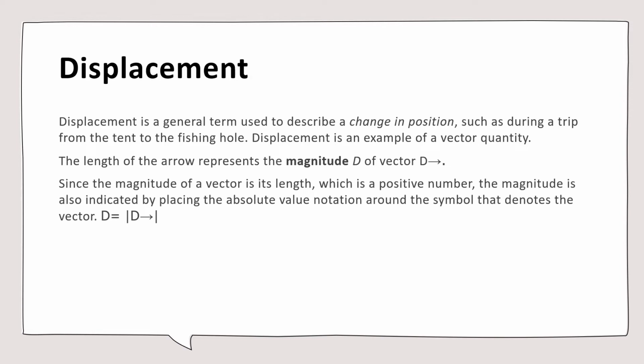Displacement. Displacement is a general term used to describe a change in position, such as during a trip from the tent to the fishing hole. Displacement is an example of a vector quantity. The length of the arrow represents the magnitude D of vector D, with the arrow notation on top of the capital letter D. Since the magnitude of a vector is its length, which is a positive number, the magnitude is also indicated by placing the absolute value notation around the symbol that denotes the vector.